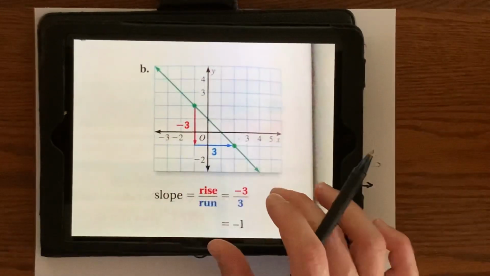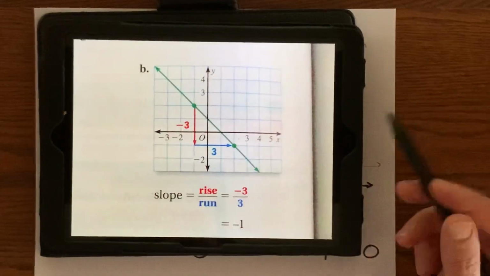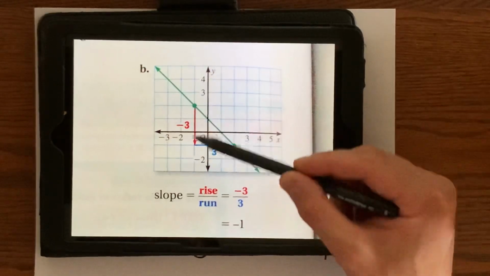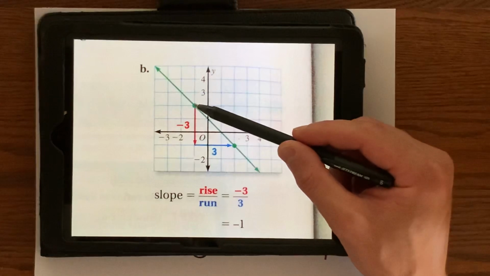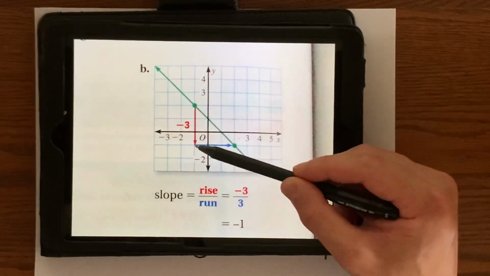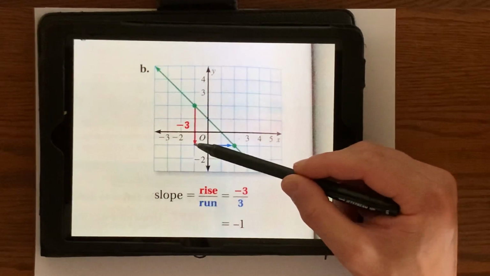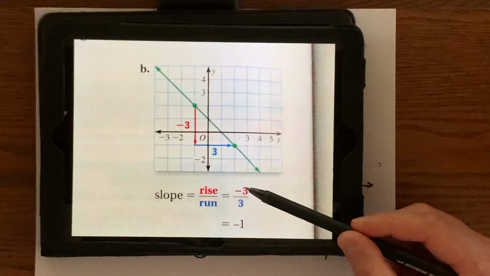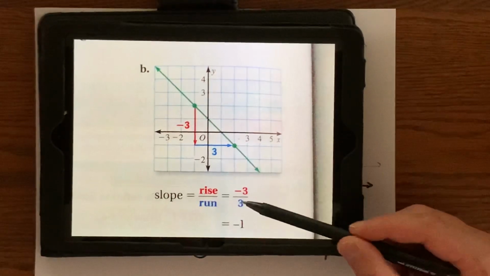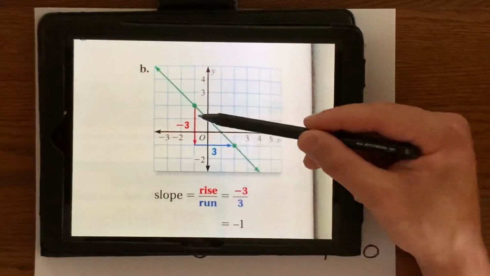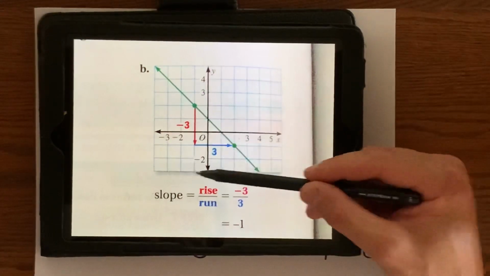Let's look at this one here. In this one, I start with this point, and my next point is actually down. Since I'm going down, I'm going to count each point negative. So -1, -2, -3. And then I'm going to go to the right 1, 2, 3. So my rise is -3. My run is +3. It's positive because I'm moving in the positive direction. The rise is negative because it's moving in the negative direction.